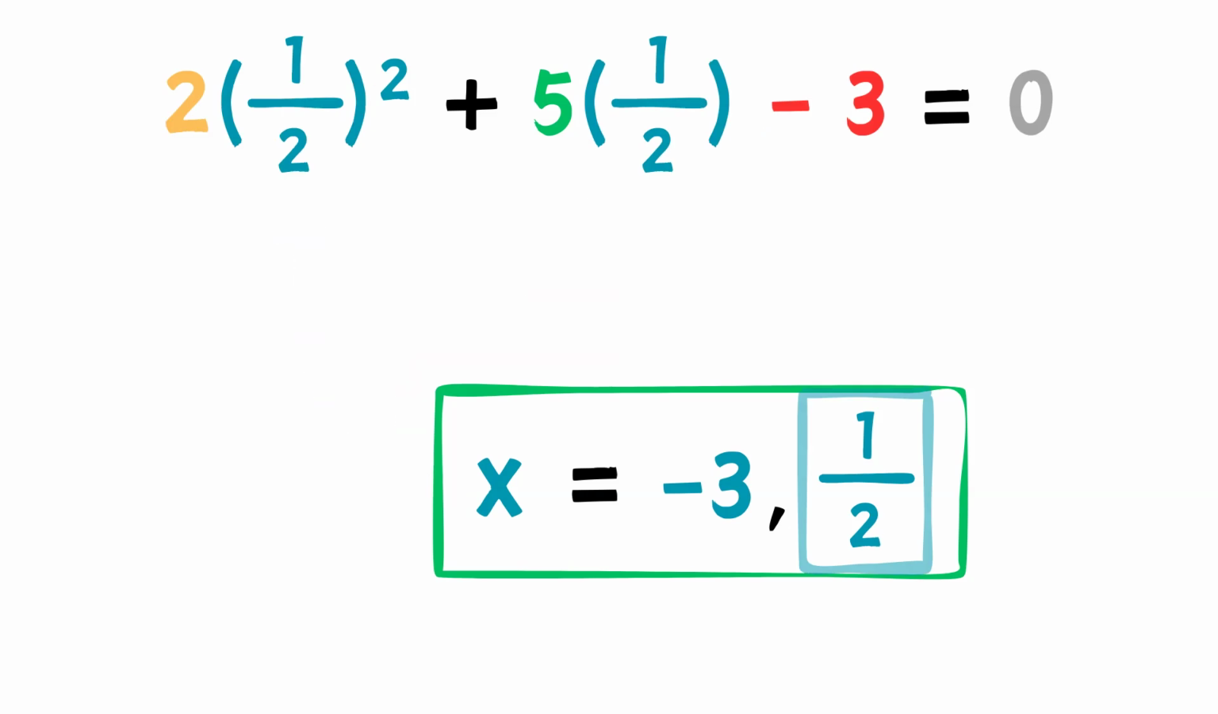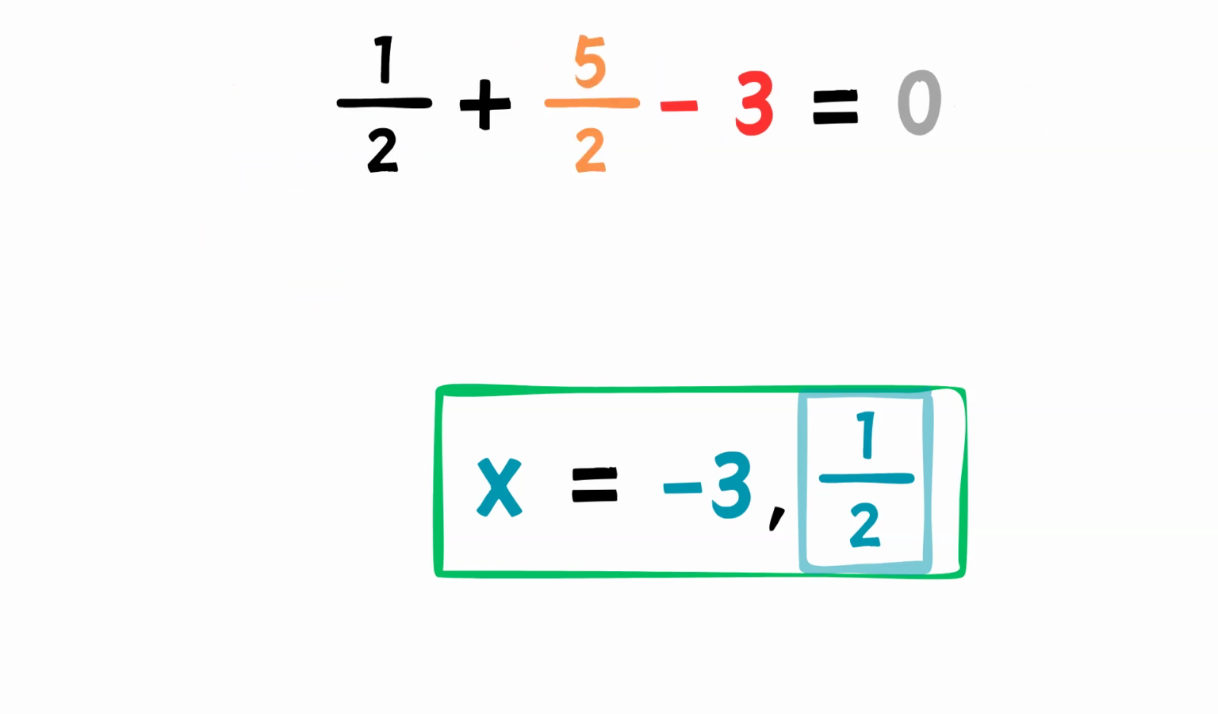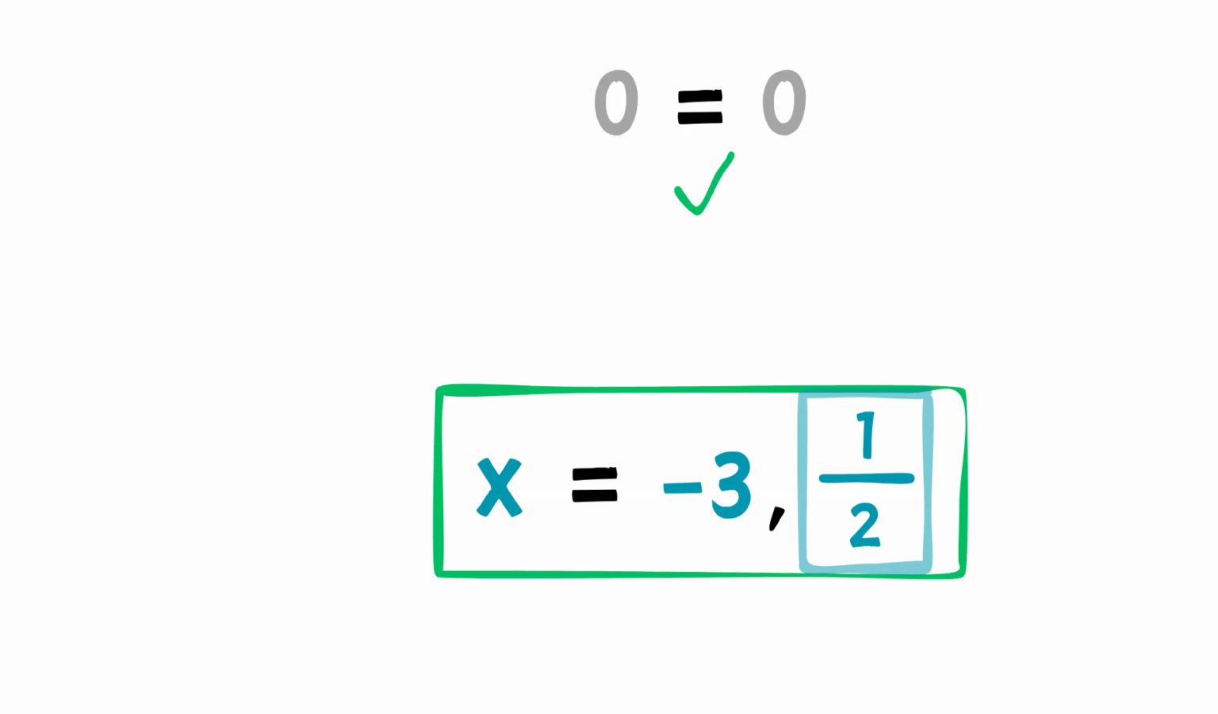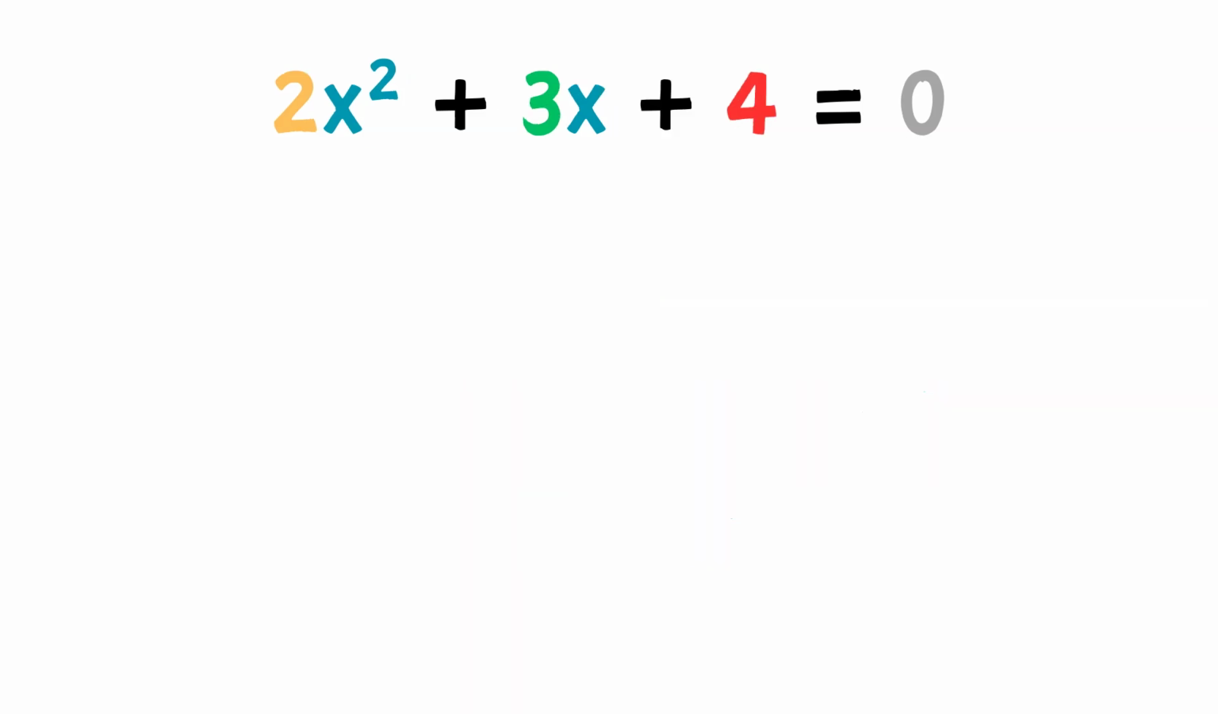If we substitute in 1/2, we get 2 times 1/2 squared plus 5 times 1/2 minus 3. 1/2 squared is 1/2 times 1/2, which is 1/4. 2 times 1/4 is 1/2. So we have 1/2 plus 5 over 2 minus 3. 1/2 plus 5 over 2 is 6 over 2, which is 3, and we know that 3 minus 3 is 0. So both negative 3 and 1/2 are roots for this quadratic. Awesome. Now take a look at this quadratic.